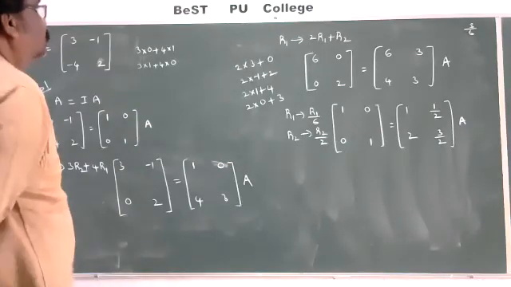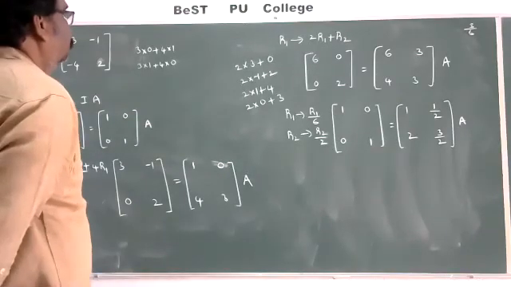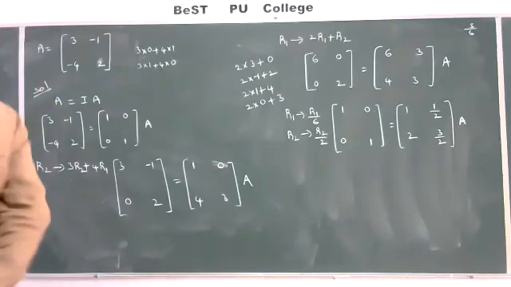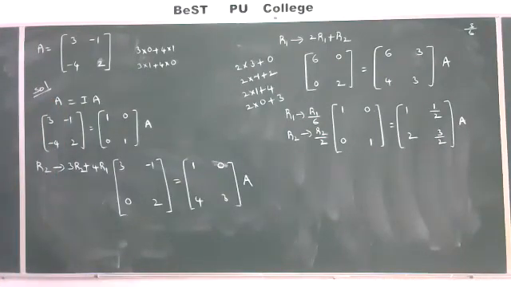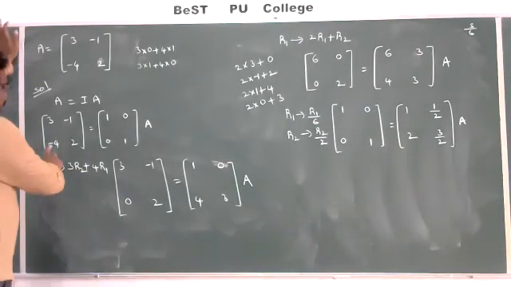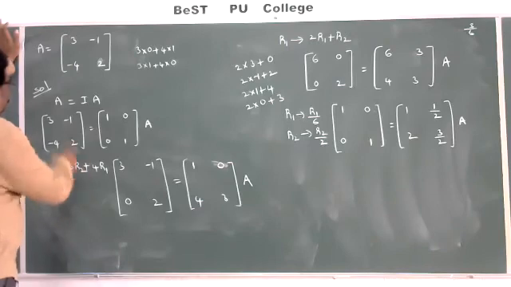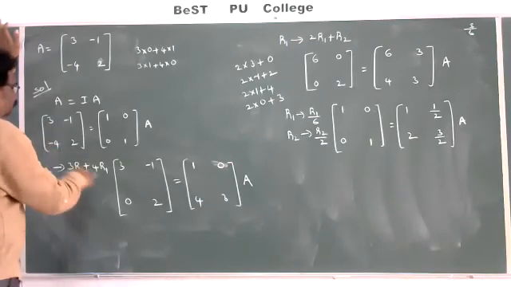There's something wrong. So what is the problem given? Again verify. 3, minus 1, minus 4, 2. Here we required this to be 0. That's why 3R2 plus 4R1. 3 into minus 4 is minus 12. 4 into 3 is 12. Minus 12 plus 12 is 0.